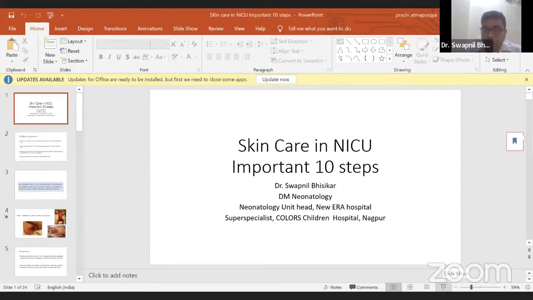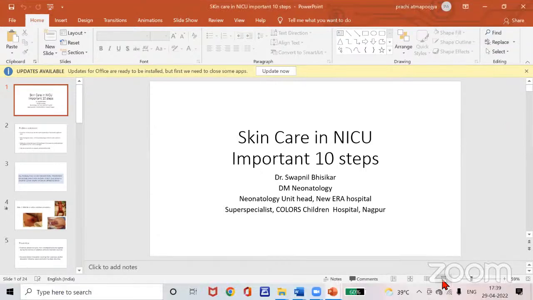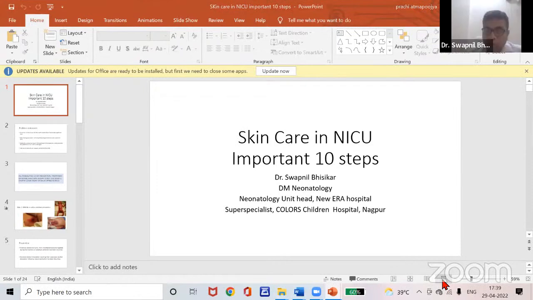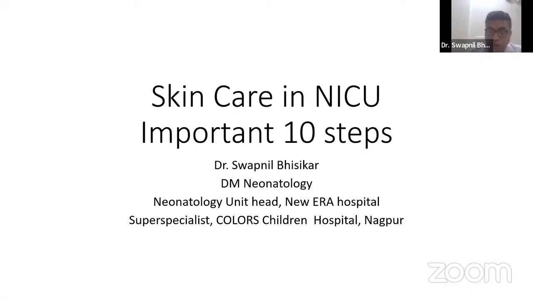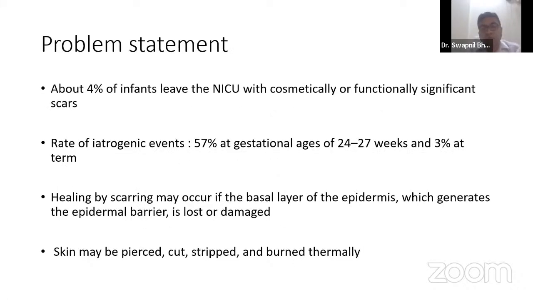Since because of time constraints, I will be just discussing the 10 important steps for skin care in NICU babies. So the problem statement is that around 4% of infants leave the NICU with cosmetically or functionally significant scars. This is international standard data. Now the rate of iatrogenic events is very huge. They're up to 57% with low gestation, that is between 24 to 27 weeks. And for term babies, this incidence is only 3%.